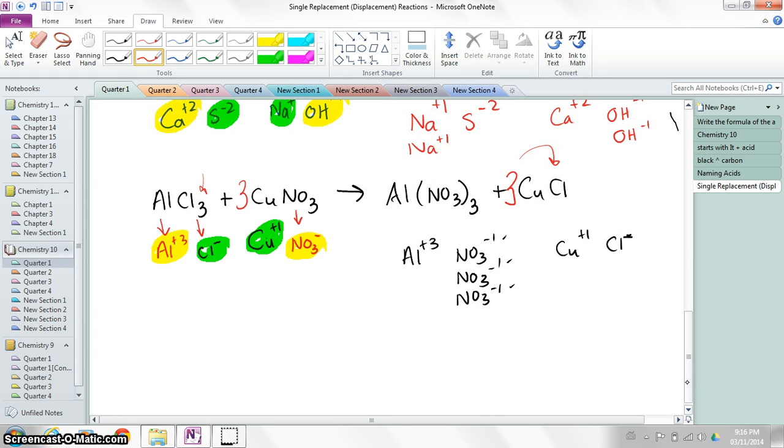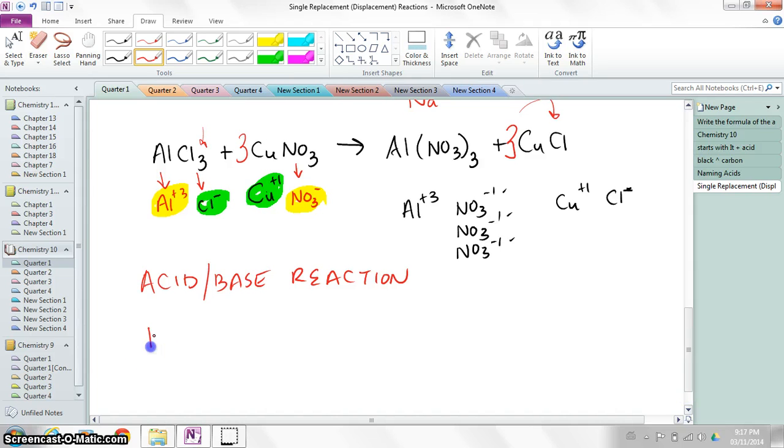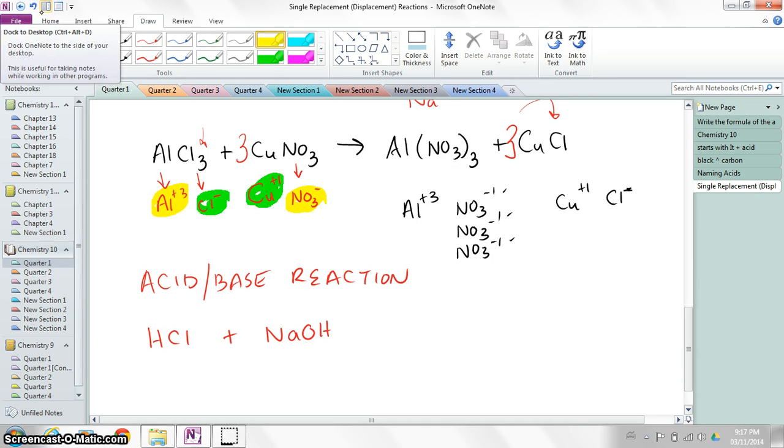So that's balanced. There's another type of subsection for double displacement, and we'll call it an acid-base reaction. And be careful the government doesn't trick you on this one. An acid-base reaction is like a double displacement reaction, except it involves, you guessed it, an acid and a base. And remember, acids start with hydrogen and bases end with hydroxide. So just keep that in mind. Okay, so we have an acid and a base.